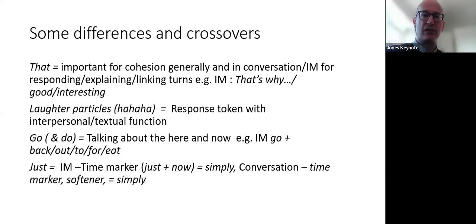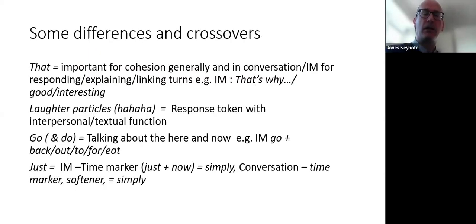In the conversation data, it's used as a time marker, of course, and it's used to mean "simply". But it's also used as a softener: "Can you just help me with this?" "Can I just check?" etc. This seems to be used a little bit less like that in this WhatsApp data.